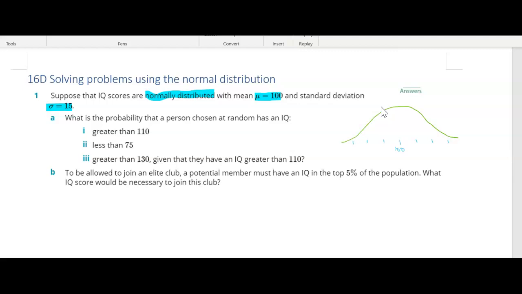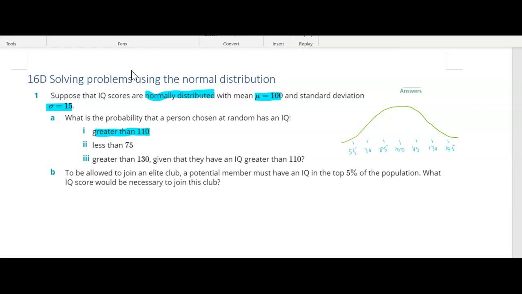But if I was to draw this as a normal distribution, there's your mean in the middle, and then we go up by 15 each time. Now we've done IQ scores before. What have we got? 85, 70, and then 55. So just 3 standard deviations either side of the mean. With this question, we want to find IQ greater than 110. If I look on here, 110 is not 1, 2, or 3 standard deviations above. It's somewhere between 100 and 115.